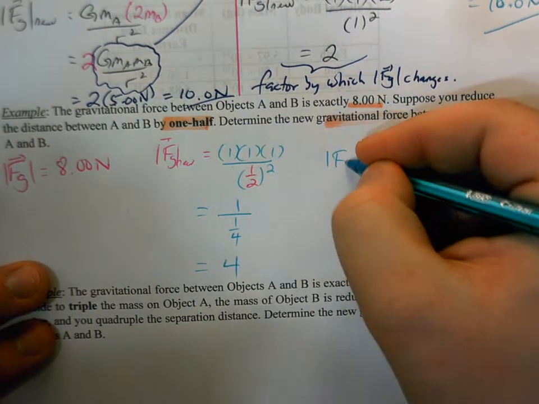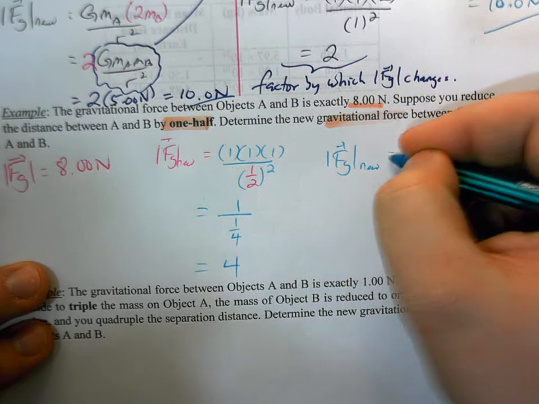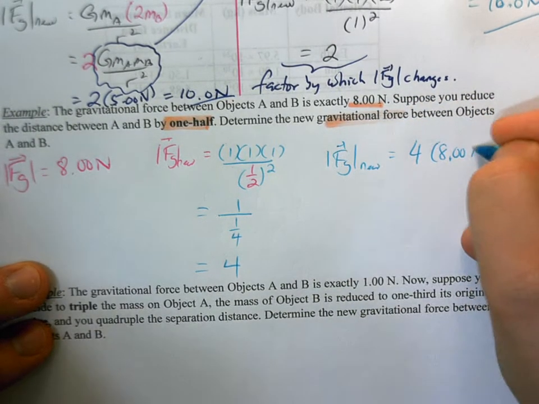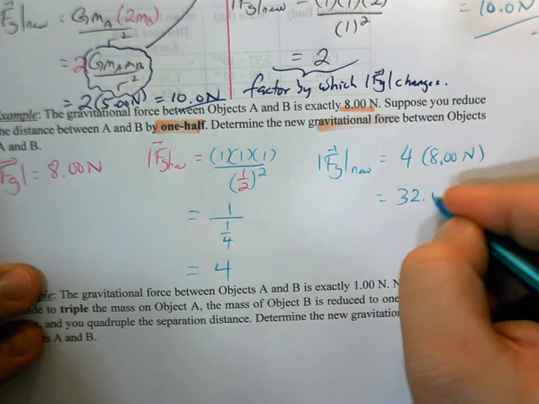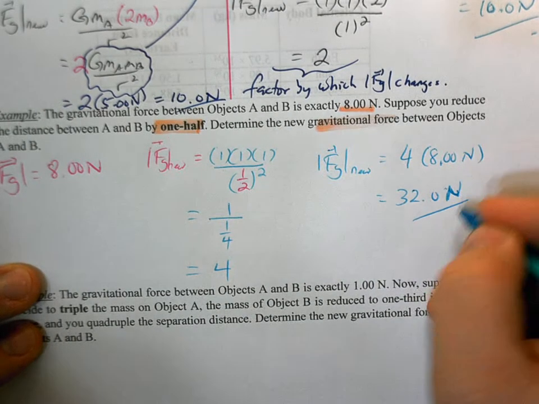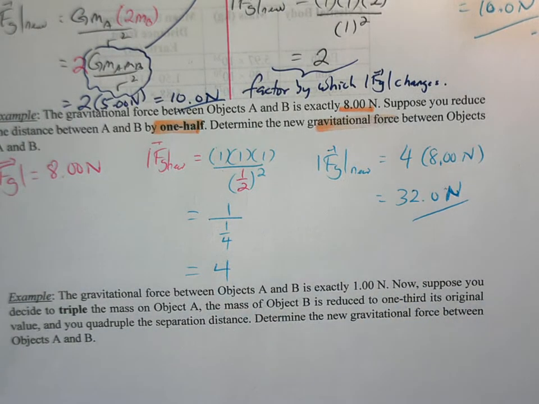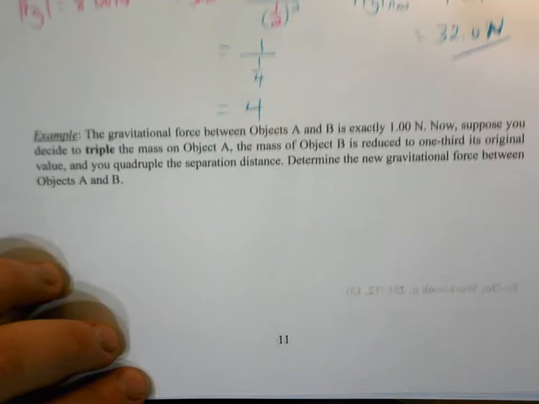So what we could say is that Fg new, it's 4 times my original force of gravity, which is going to be 32 newtons. So what that tells us is if I halve the distance between the two objects, the force of gravity is going to go up by a factor of 4. So with that r squared relationship, changes in that r are going to be very noticeable in the force of gravity. So let's do one last one.